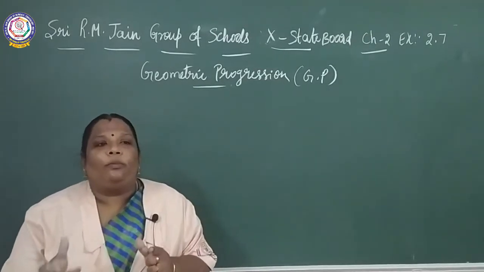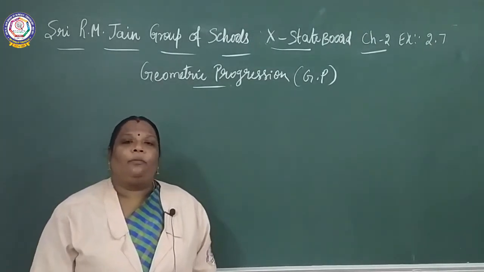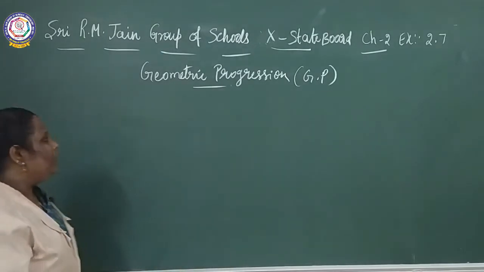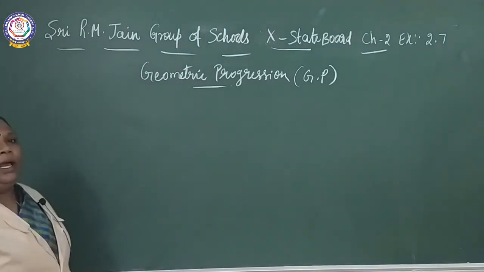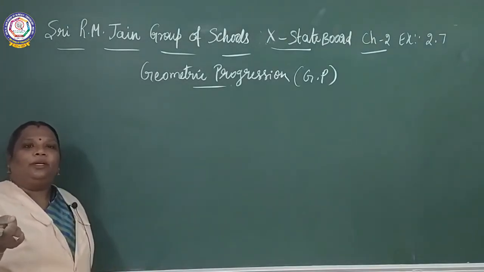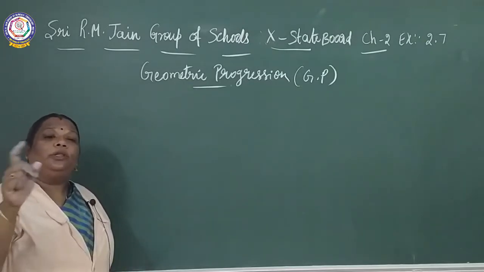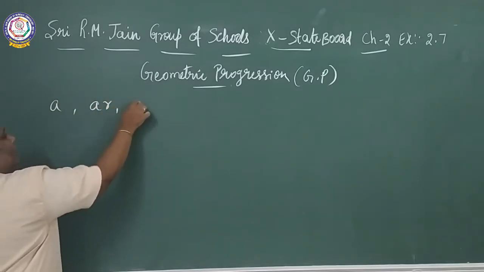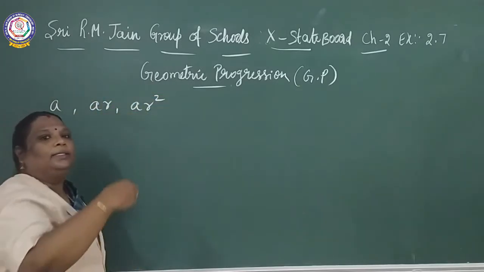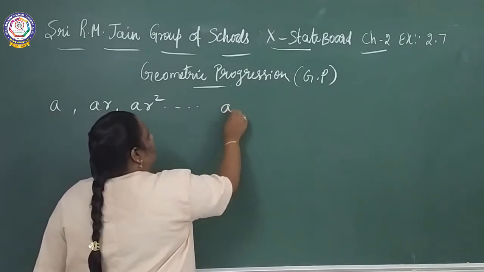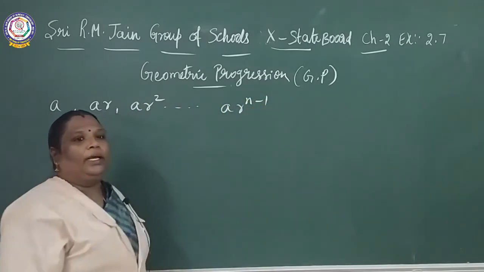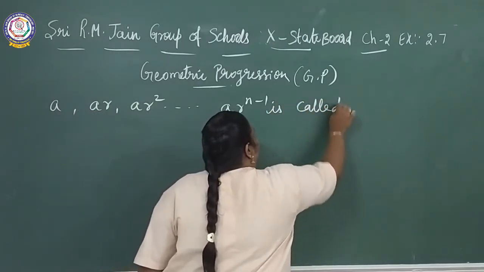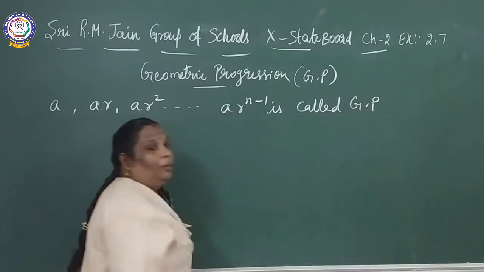Let A and R be real numbers. If R is not equal to 0, then the numbers of the form A, AR, AR square, and so on, moving on like this up to AR power n minus 1, are called a geometric progression. GP is called geometric progression.